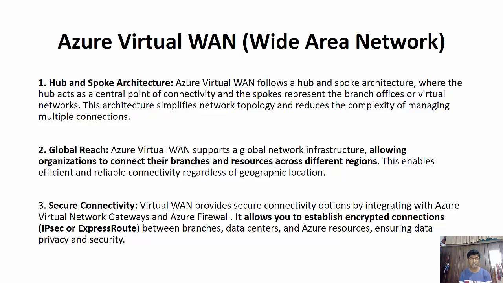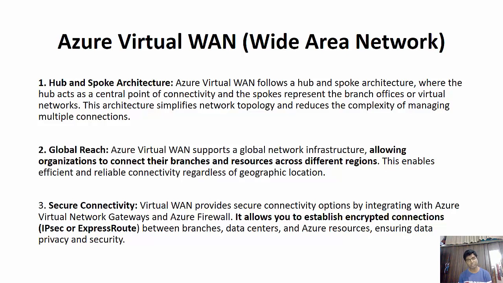Point number 2, global reach. Azure vWAN supports a global network infrastructure. It allows organizations to connect their branch offices and Azure resources across different regions. So this enables an efficient, reliable connectivity regardless of your geographical location.